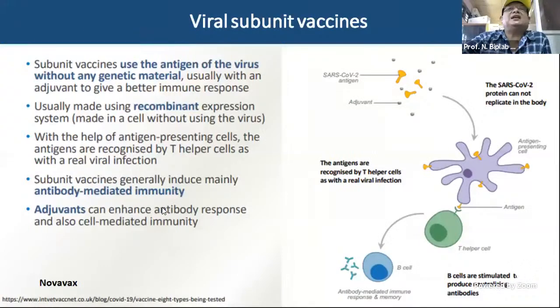The adjuvant can enhance the antibody response and also the cell-mediated immunity. So this is the SARS-CoV-2 antigen, and they are presented to the antigen-presenting cells, and the antigens are recognized by the T helper cells as with a real viral infection, and also the same process is going on.